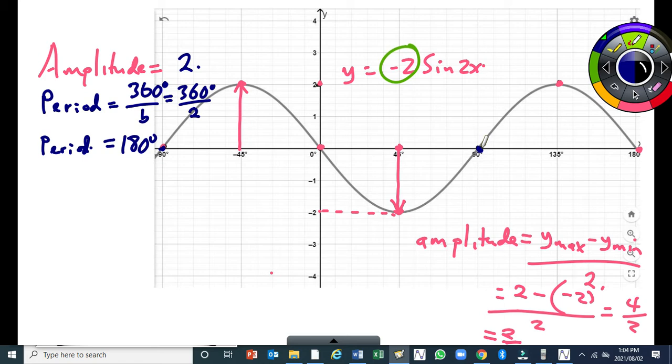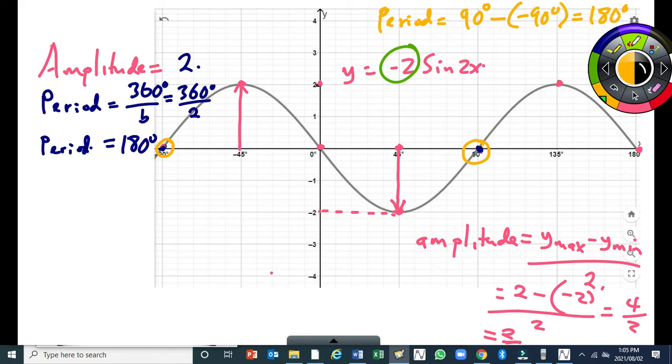I'm going to repeat. There are 2 ways you can get the answer from the graph. You might not need to do a calculation to get the period if the graph is drawn. So from here, that's minus 90, to that point there, where you've got 90 degrees. If you want to get that length in degrees, I can write here: period is equal to 90 degrees minus minus 90 degrees. Then you get 180 degrees, which is the same answer as here.